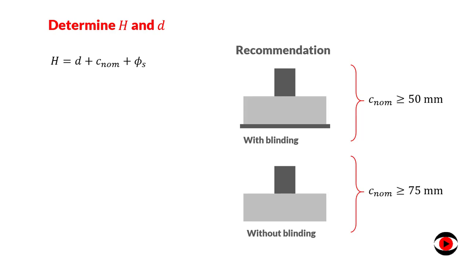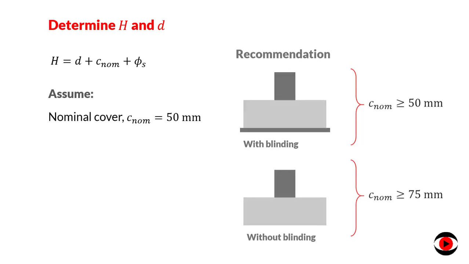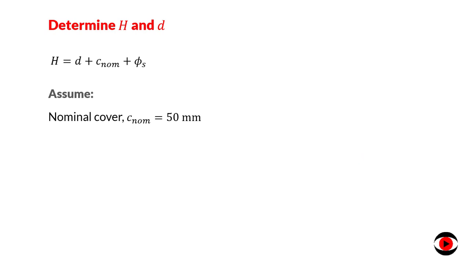Here, we will assume the pad rests on a blinding. Therefore, the nominal cover will be taken as 50 millimeters. As for the diameter of bars, we will assume 20 millimeter bars. Substituting the nominal cover and the diameter of bars into this equation, we are left with the effective depth as the only unknown that will enable us to determine the thickness of pad.